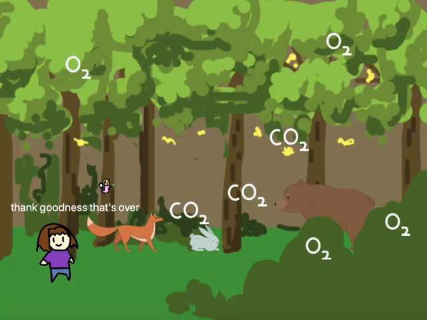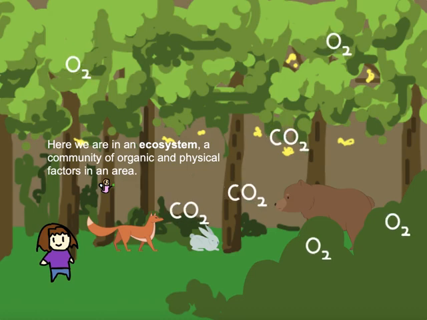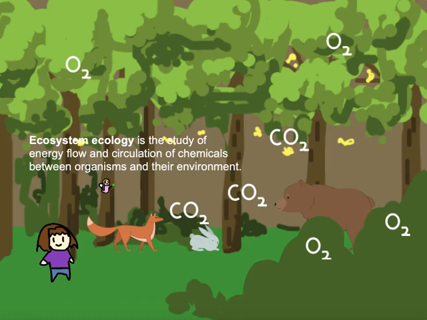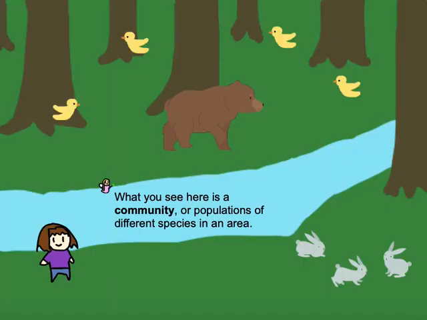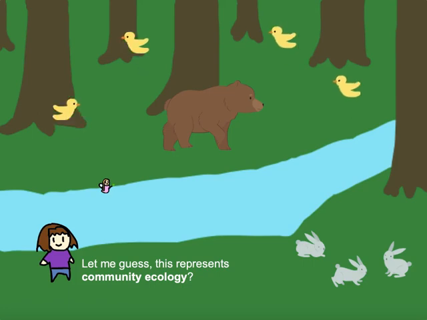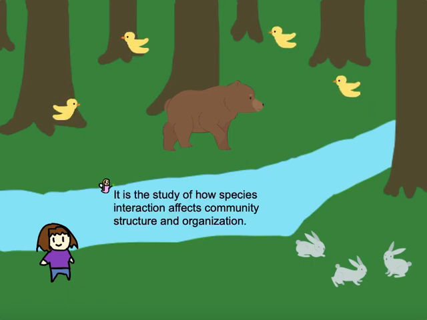Thank goodness that's over. Here we are in an ecosystem, a community of organic and physical factors in an area. Ecosystem ecology is the study of energy flow and circulation of chemicals between organisms and their environment. Hey, I can see photosynthesis and cellular respiration. What you see here is a community, or populations of different species in an area. Let me guess, this represents community ecology? Yes, it is the study of how species interaction affects community structure and organization.